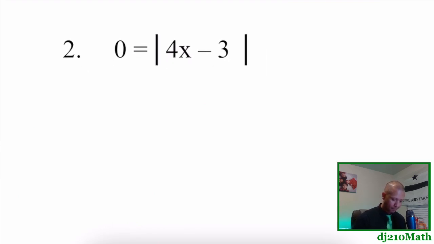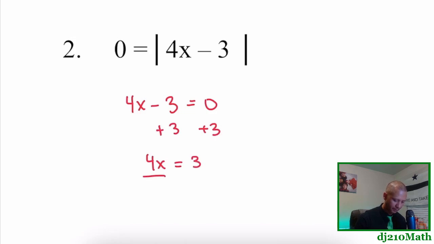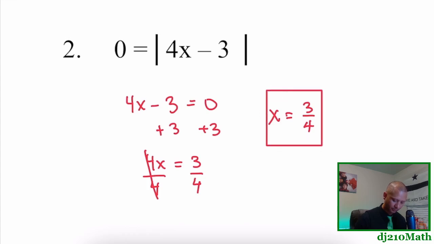Okay. We have absolute value is equal to 0. Now, 0 is not negative or positive. So we just solve the one, right? We're just going to rewrite it one time and figure out when is this true. So I'm going to add 3. So 4x is equal to 3. Divide both sides by 4, and x is equal to 3/4. Positive 3/4. When it's equal to 0, it's just the one.